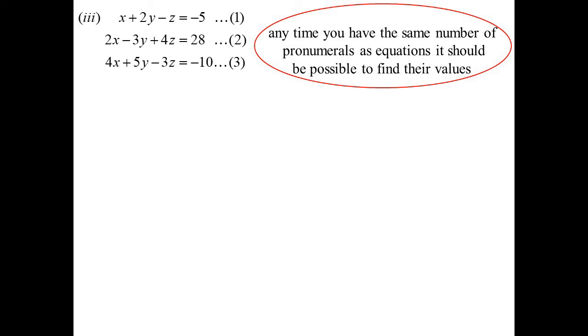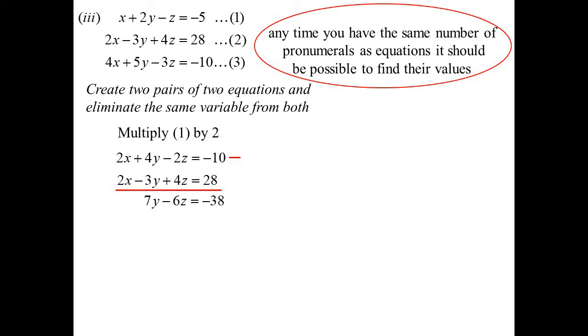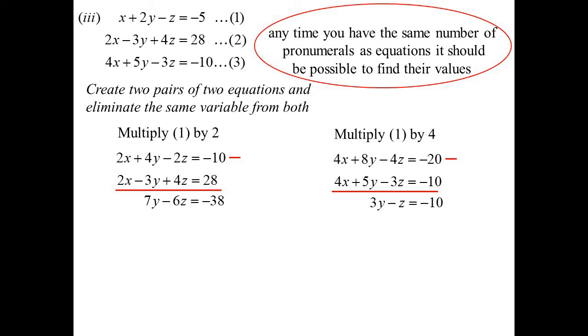First of all, I'm going to create 2 new equations by eliminating the same variable from both equations. So I'm going to multiply the first one by 2, and I'm not going to do anything to the second one, because now the x's will eliminate. I have this new equation which must be true: 7y minus 6z is minus 38. I will now grab another pair and eliminate x from that as well. So I'm now going to multiply the first one by 4. Eliminate the x's. I now have this equation, 3y minus z is negative 10. That also must be true.